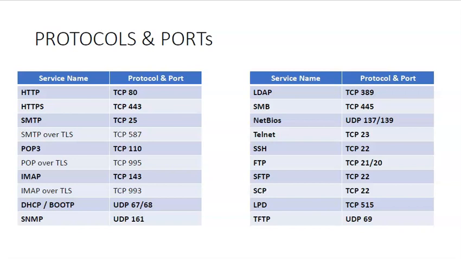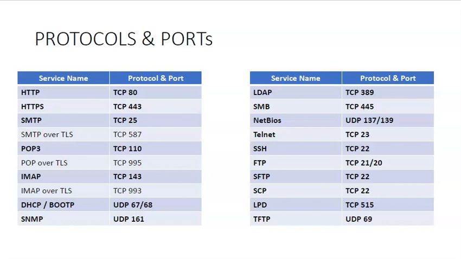Then we have POP3. POP3 is the Post Office Protocol for email download. This is also a plain text protocol and it works on TCP port 110. If we implement TLS on POP3, then it will work on port number 995. All these are default port numbers.